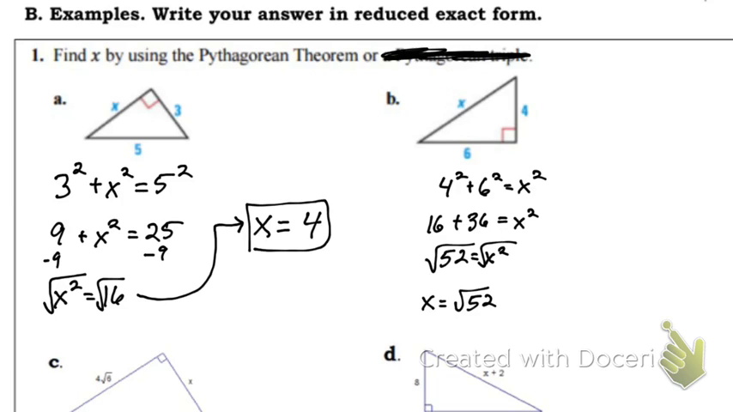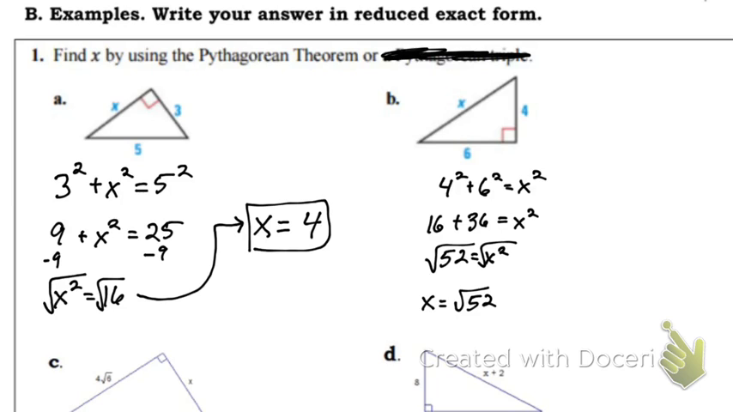No, what I did, I square rooted 4 squared plus 6 squared equals x squared to get just 4 plus 6 equals x, which equals 10. So 10 equals x. So your way doesn't work. You can't take the square root of both sides. You have to do addition first. You can't take a square root of each term. You have to add under the square root first.